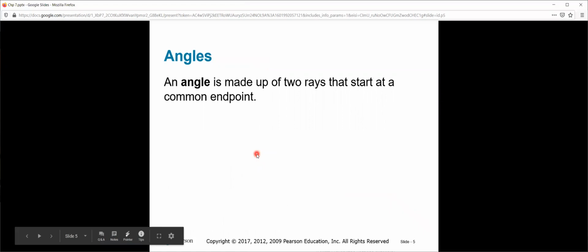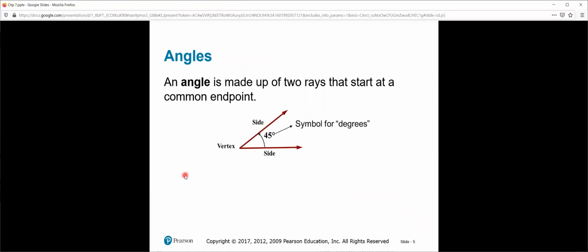An angle is made up of two rays that start at a common endpoint. We call the endpoint the vertex, and we call the individual rays sides. An angle is an angle. You probably all used a protractor before, right? Or something along those lines, a spirit level, something like that.